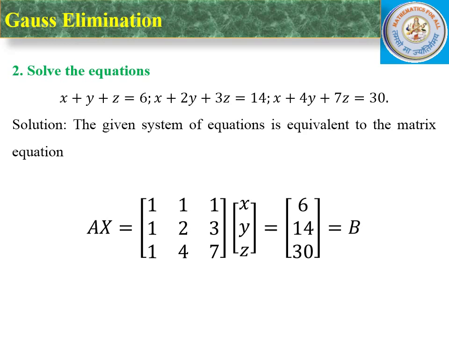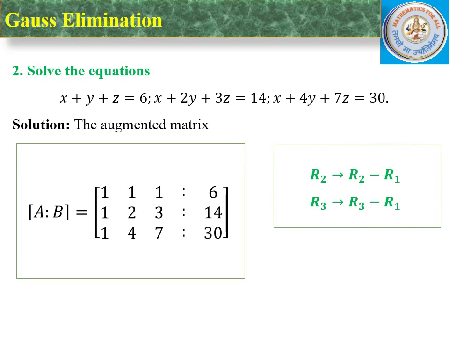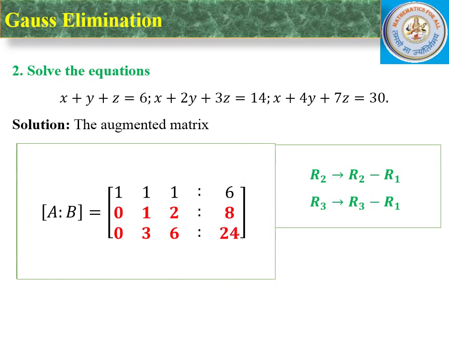So in this non-homogeneous system of equations, we represent it as an augmented matrix. AB, that we can write as 1 1 1, 1 2 3 and 1 4 7, and the column is 6, 14, 30. So now we reduce this augmented matrix to the echelon form. In the first step, in the second and third rows the first element should be 0. That's why we do R2 minus R1 and R3 minus R1. So the result is 0 1 2 8, 0 3 6 24.